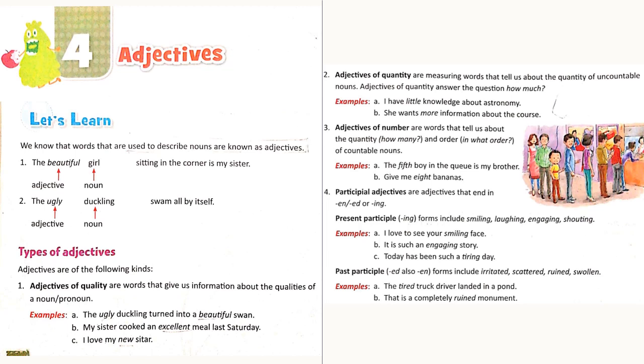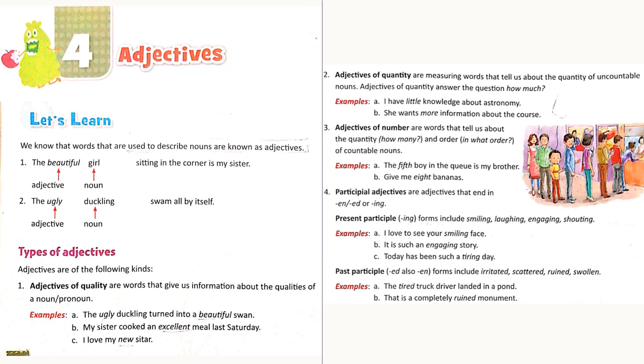Types of adjectives. There are 7 different types of adjectives. They are adjective of quality, adjective of quantity, adjective of number, participial adjective, then demonstrative adjective, possessive adjective and interrogative adjectives. Now let us discuss what is adjective of quality.